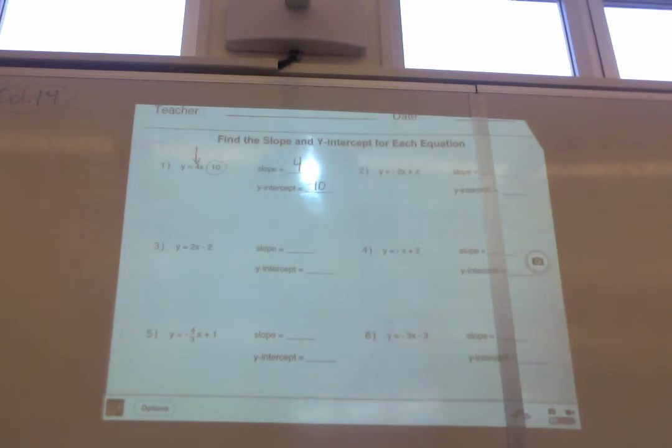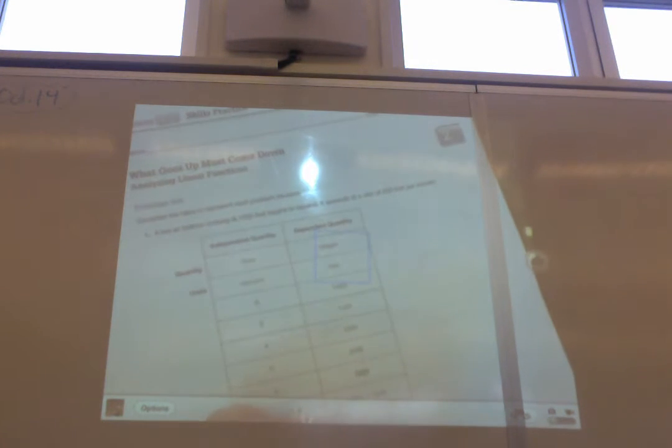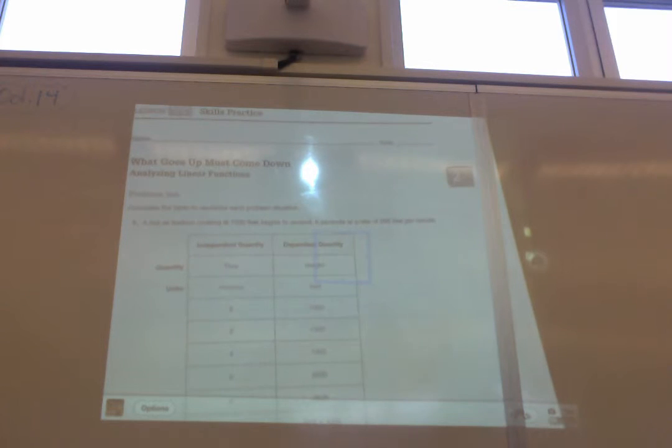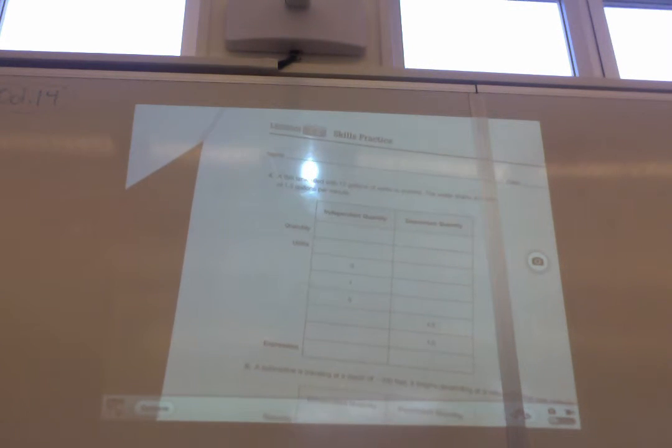So this page, I'm hoping, is an easy page. Flip. Okay. We'll look at those other tables another day. I want to look at more. Flip to the next graphing page.